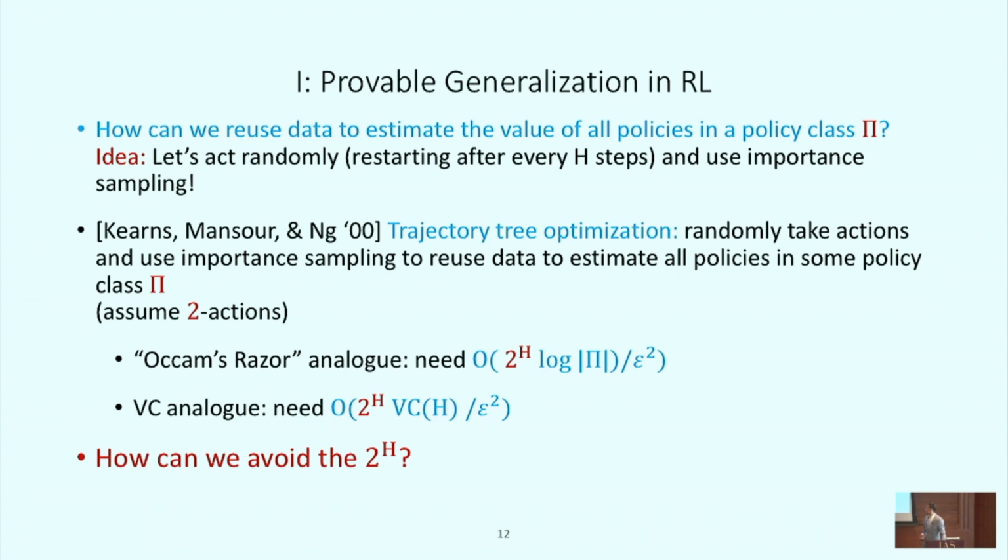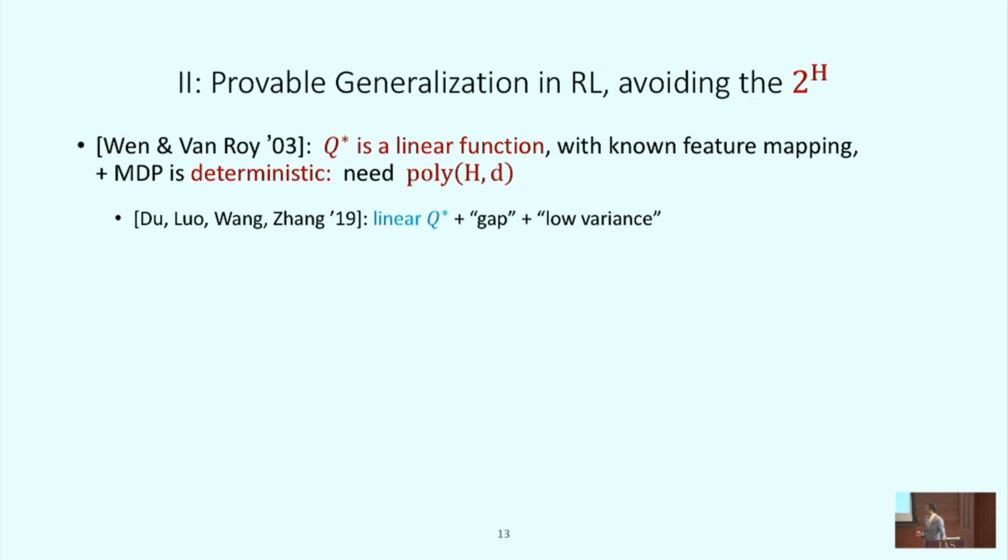Again, there are various notions. You can extend it to VC sorts of ideas. Okay, and in a sense, you can think of much of generalization in RL as trying to avoid this 2 to the H. Okay, because note there's no dependence here on the number of states in the world, similar to supervised learning. Okay, so this is really the starting point for thinking about generalization in RL. Okay, then how do we move beyond that?